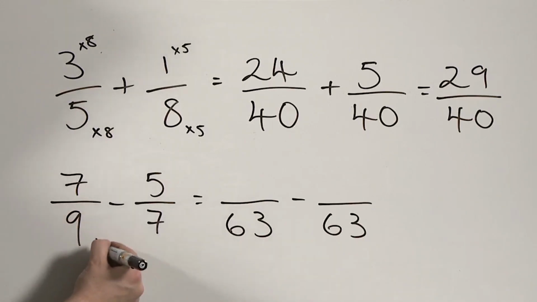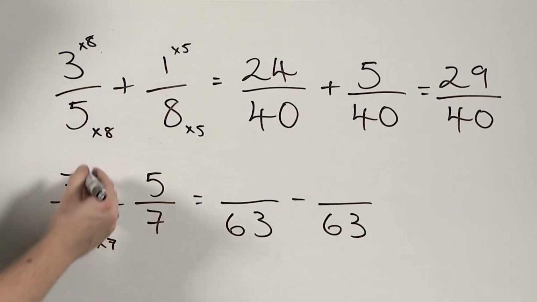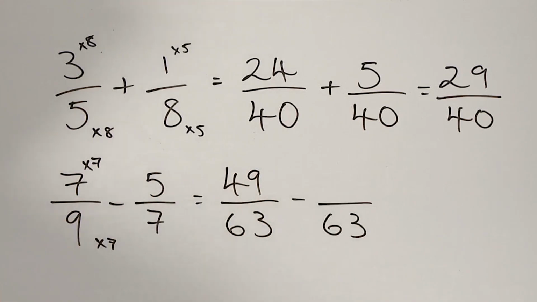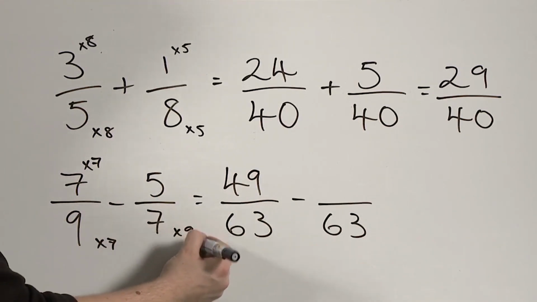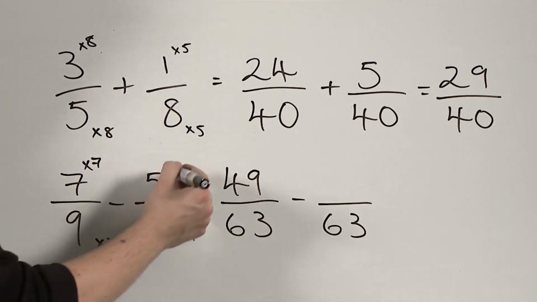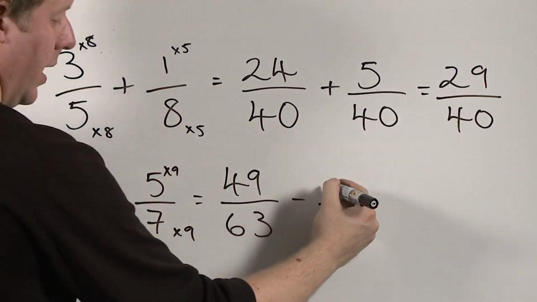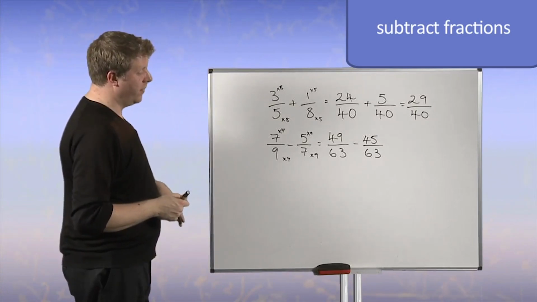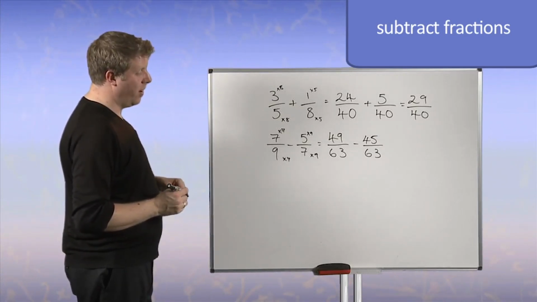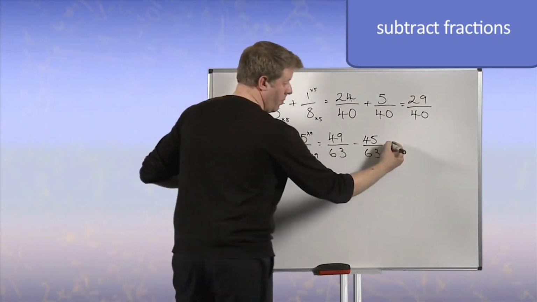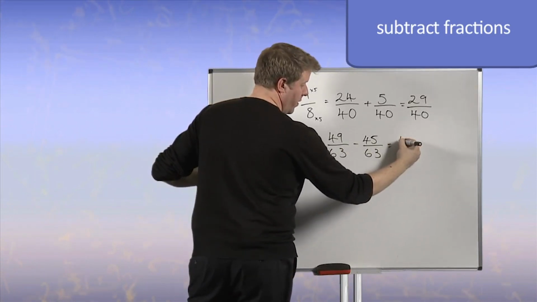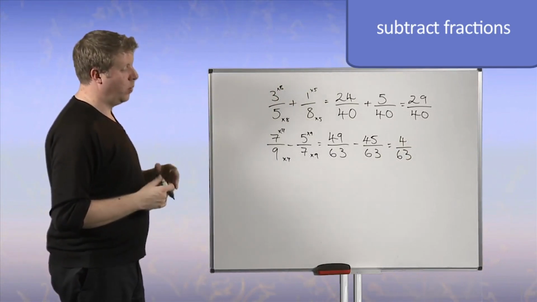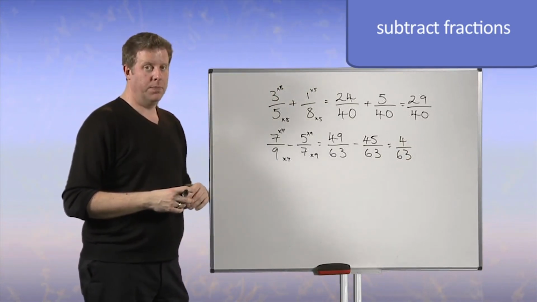Looking back then, we did 9 multiplied by 7 to get 63, so do the same to the numerator to give me 49 over 63. Here we multiplied that denominator by 9, we do the same to the top, and it gives us 45. So I have 49 over 63, take away 45 over 63, gives me a final answer of 4 over 63, which again is in its simplest form.